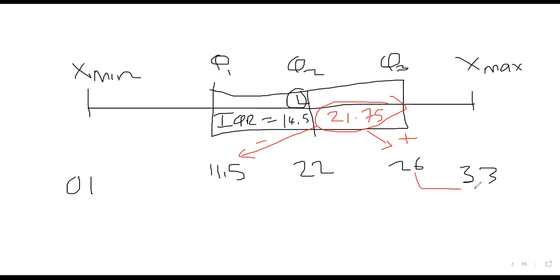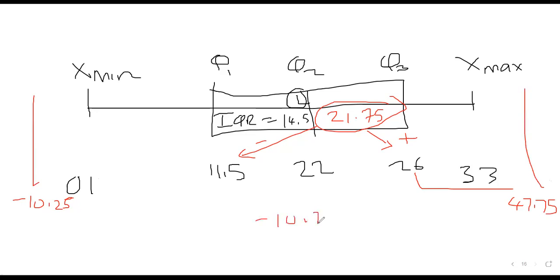So when you add this one here, it's bringing us to 47.75. When we subtract that, 11.5 minus 21.75, we're getting negative what? Negative 10.25. So do we have any outliers? No, everything is inside, so there is no outlier.